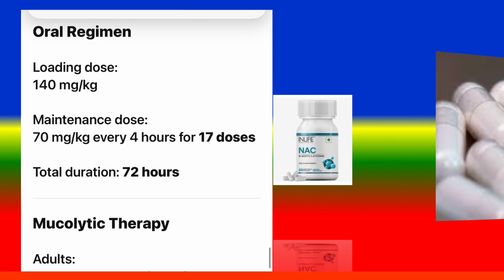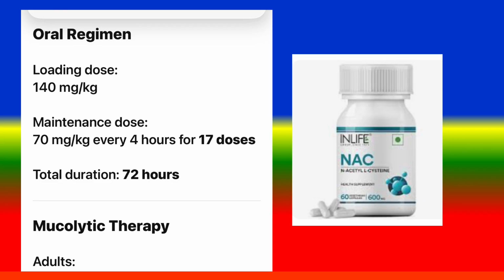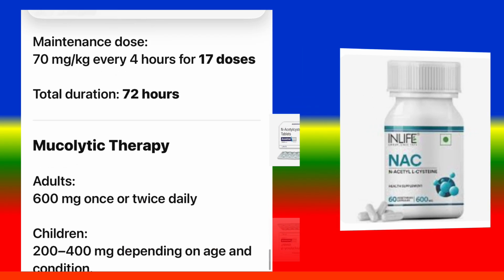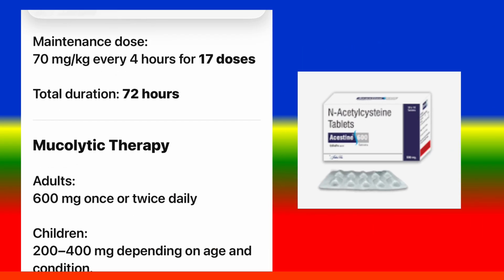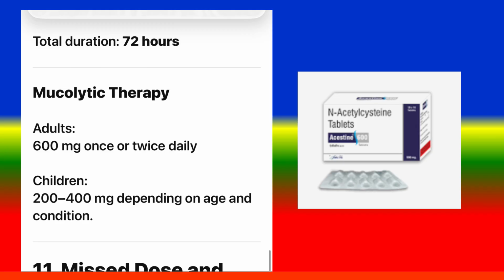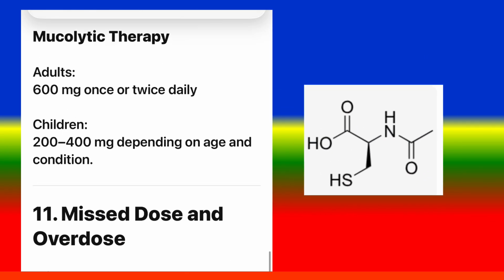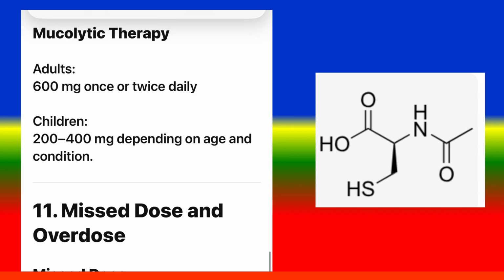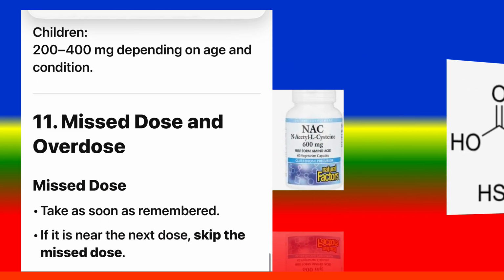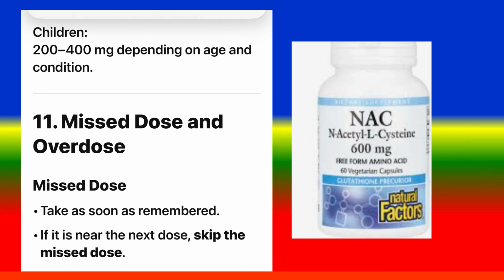Oral regimen. Loading dose, 140 mg/kg. Maintenance dose, 70 mg/kg every 4 hours for 17 doses. Total duration, 72 hours. Mucolytic therapy, adults, 600 milligrams once or twice daily. Children, 200 to 400 milligrams depending on age and condition.